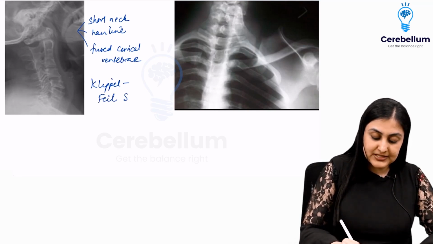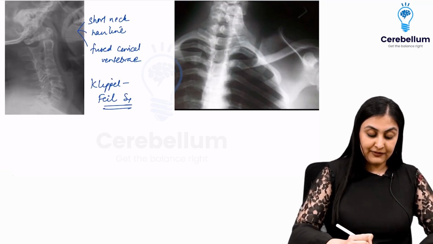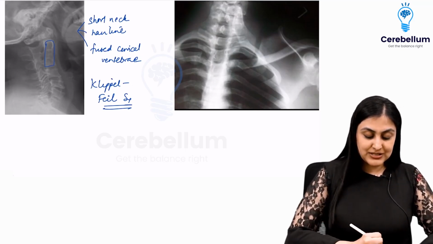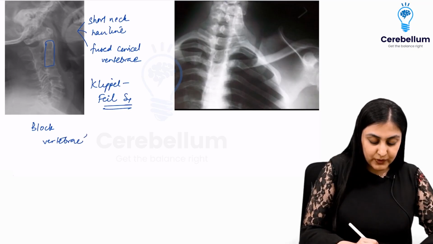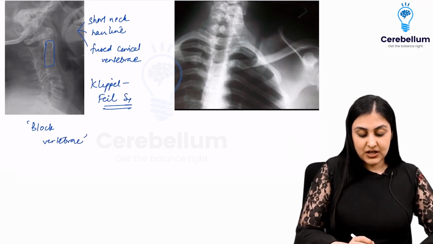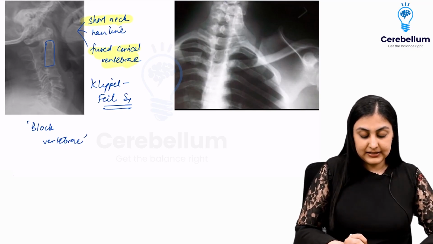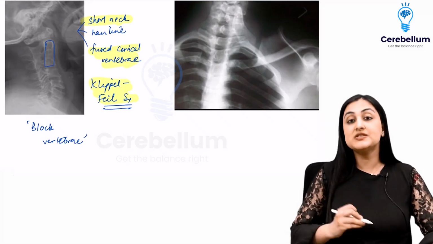So Klippel-Feil syndrome, remember, we're going to have multiple fusions. C2, C3, C3, C4 are getting fused and forming these block vertebrae. Block vertebrae are these fused vertebrae, and that results in a shortened neck. The syndrome is Klippel-Feil syndrome.